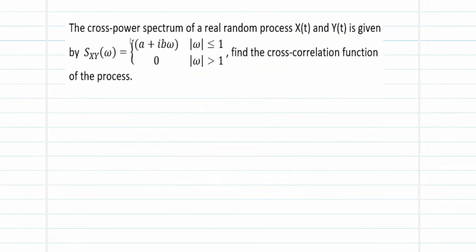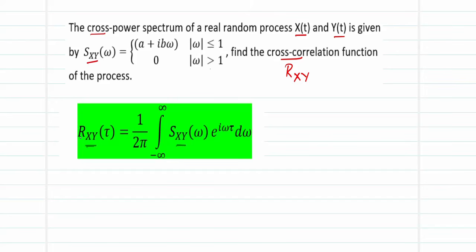The problem here is that the cross power spectrum of a real process has been given to us. It is a combination of x and y, so two different quantities, hence we call it cross. So we have Sxy instead of Sxx, and the function is a plus ib omega for mod omega less than or equal to 1 and 0 elsewhere. If Sxy has been given, we will be asked Rxy, which is going to be our cross correlation. Usually we have Rxx. Now since it is between two different processes, it becomes xy in nature.